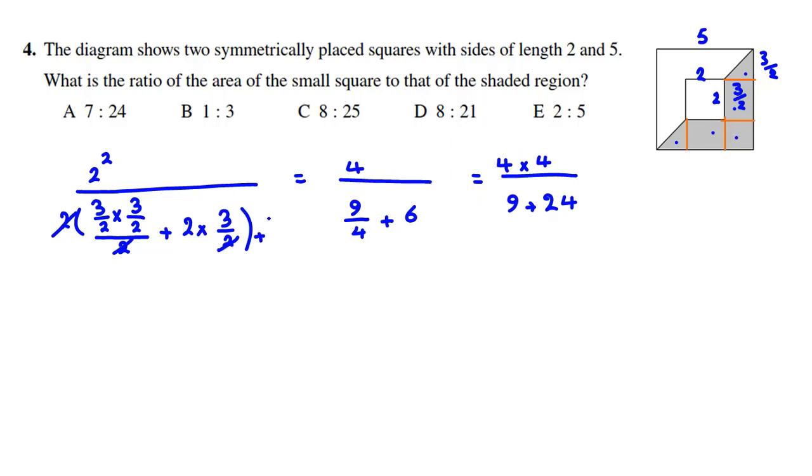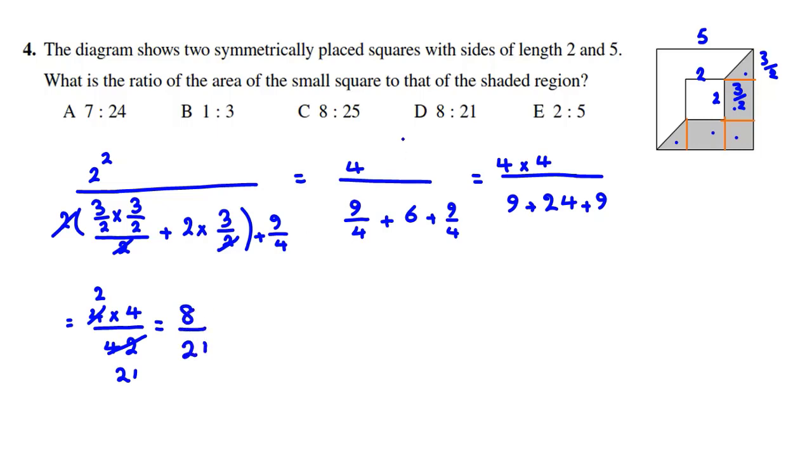3 over 2 times 3 over 2, which is 9 over 4. So we have 9 over 4 here. We multiply by 4, both numerator and denominator, it will be this. So it will be 4 times 4, 9 plus 9, 18, plus 24, 42. If we divide by 2, it will be 21. It will be 2 times 4, 8. 8 over 21, which is choice D.